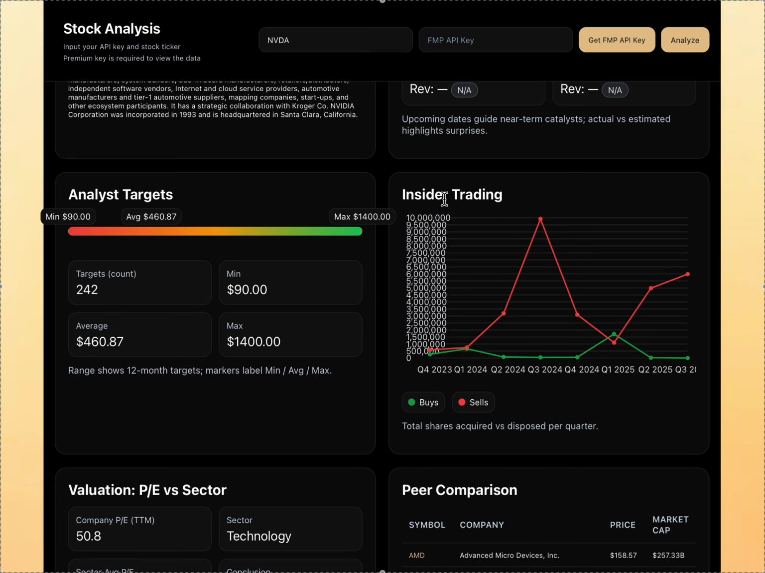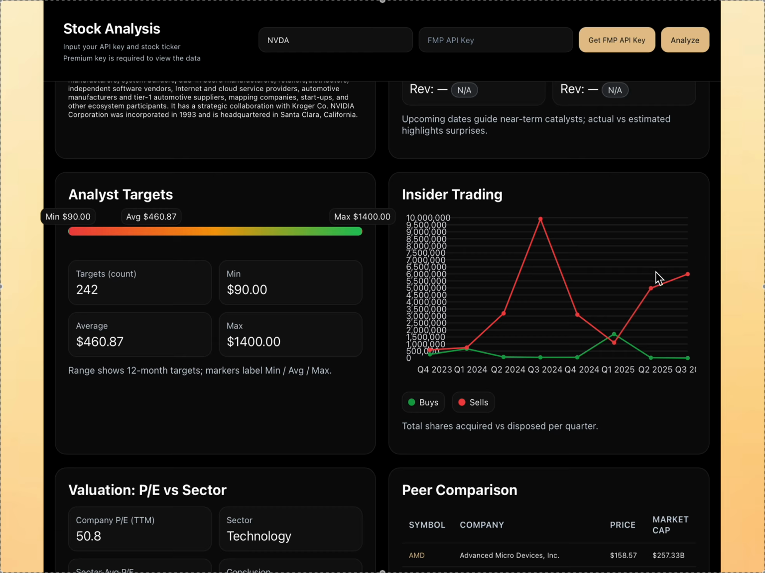Then you see the insider trading. As you can see, more company insiders sold shares in the past quarters. Only in the first half of 2025, there were buyers that exceeded sellers. But overall, if you look through 2024 and 2025, up to the most recent insider trading reporting, you see that more insiders were selling the stock.